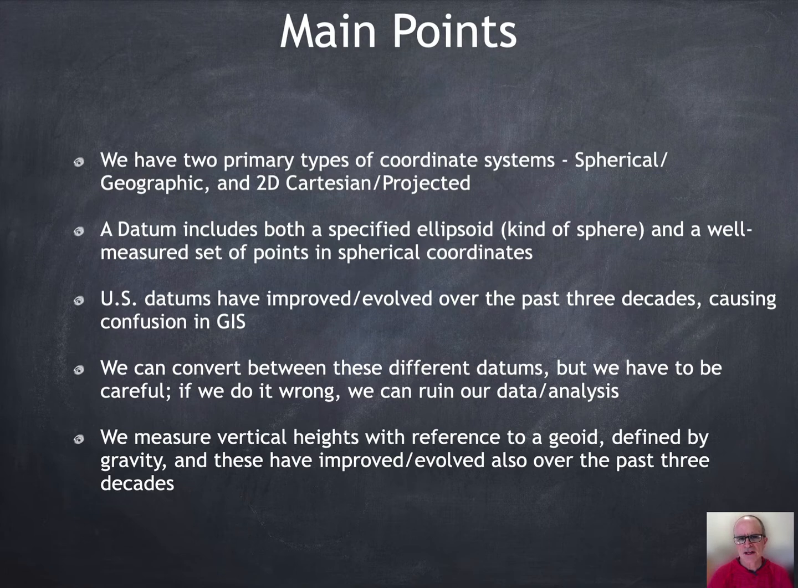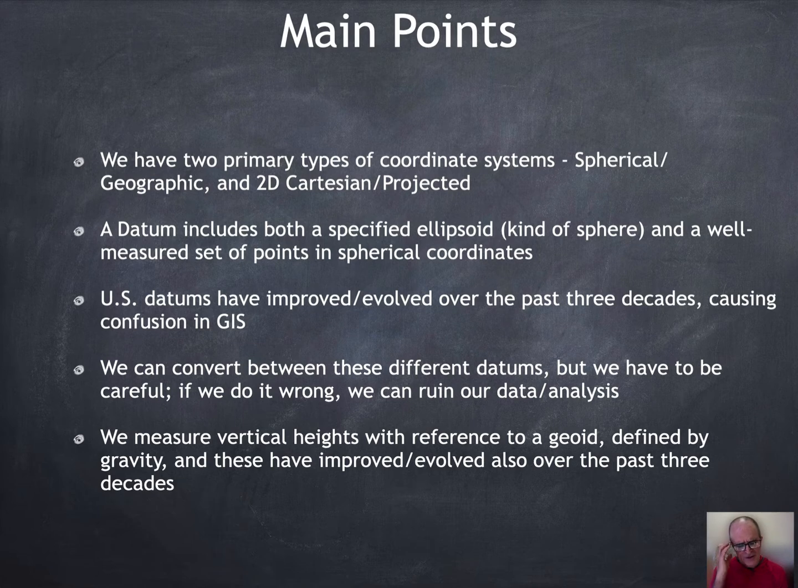So my main points today: we have two primary types of coordinate systems, and I'll describe these in the next two lectures. The first is a spherical or geographic coordinate system, the lat-long systems that you're used to in defining locations on the surface of the globe. The second kind we use are these 2D Cartesian or projected coordinate systems. Those are the flat layer systems we use when we define data in our GIS layers. So they're in a right angle system.